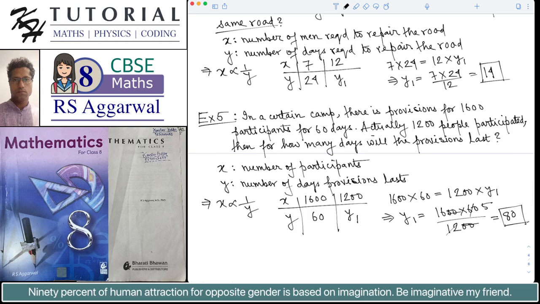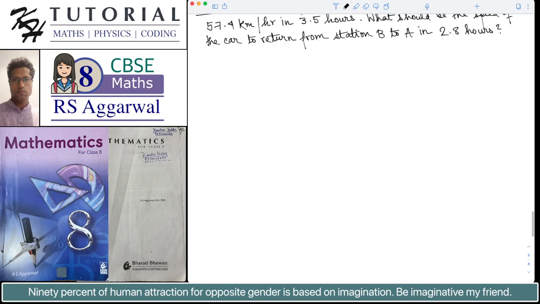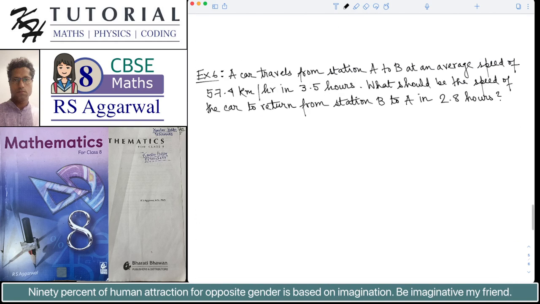Okay. Let's do problem number 6. A car travels from station A to B at an average speed of 57.4 km per hour in 3.5 hours.